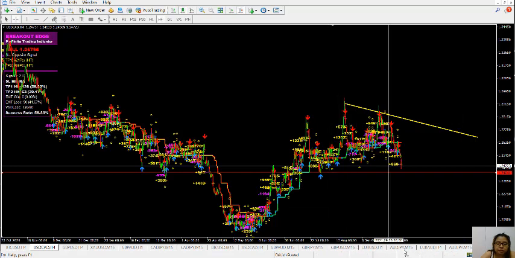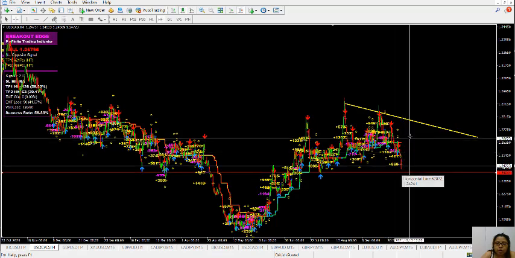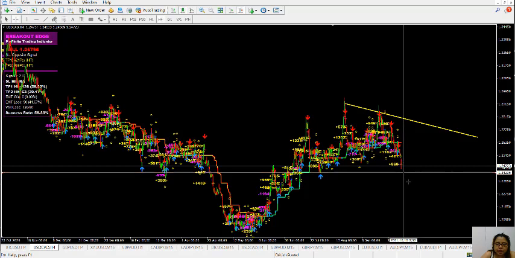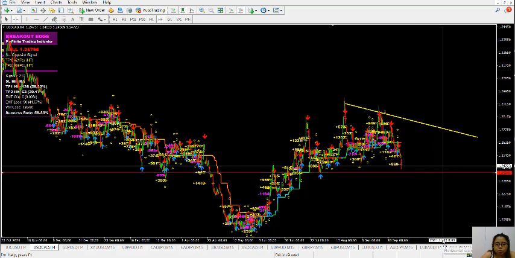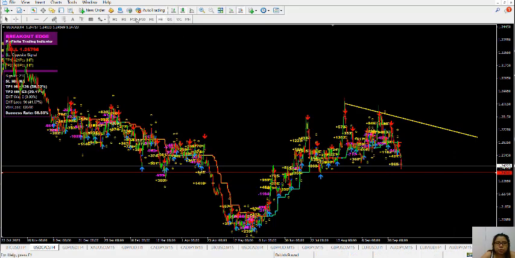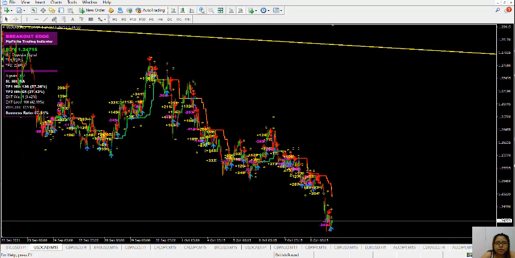But if not, it will find support right here. Then if it breaks this level, it will continue to make a new lower low. So therefore, we'll be looking for selling opportunities. So for this week, what will be our plan? Our plan is to look for selling opportunities at this time.